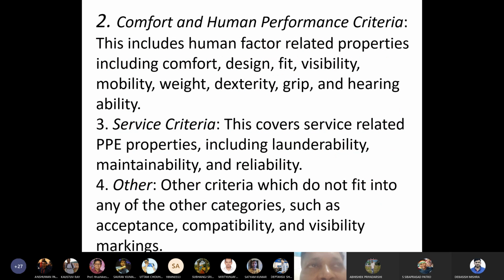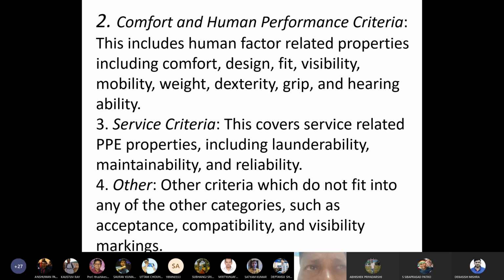Okay, second, it should give you comfort. The protective garments which the mine rescue team people are wearing should give them comfort, and human performance should be increased. Their work performance should be increased by wearing the clothes. This includes human factor related properties, including comfort.